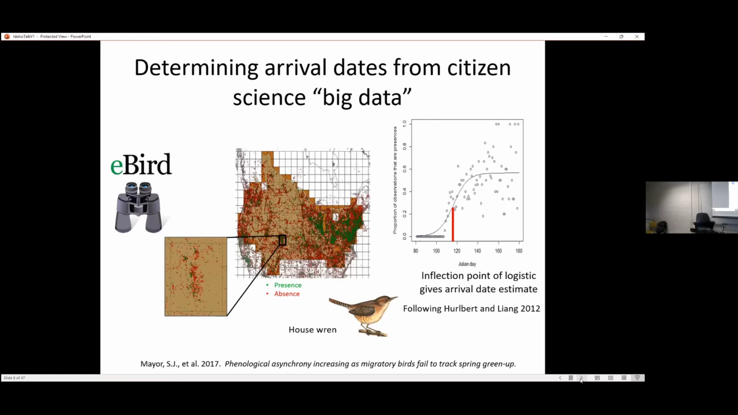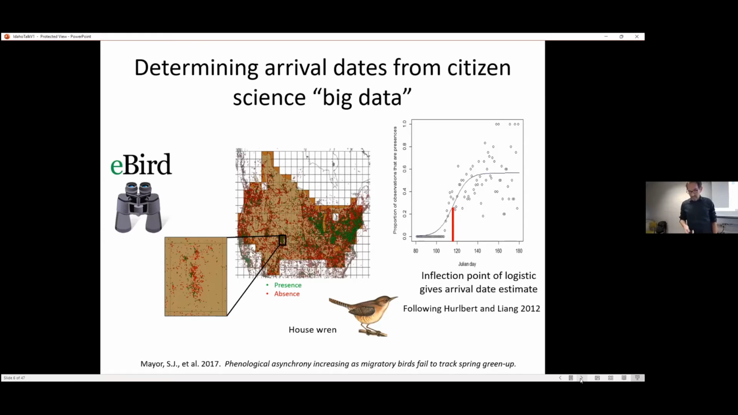You can aggregate those data into grid cells across the continent, arrange them by time, and look at a logistic regression. It's a little more complicated than I'm showing here, but it's close enough. If you want more about the vagaries of fitting complex logistic regressions and the tails, I'm happy to go into more detail. It gives you an inflection point for peak arrival right here. This is for one grid cell, one species, in one year in North America, the house wren, but we can do this for all the grid cells where we have enough data.